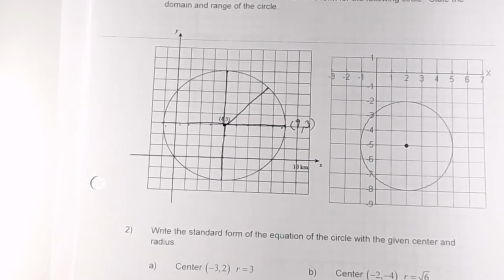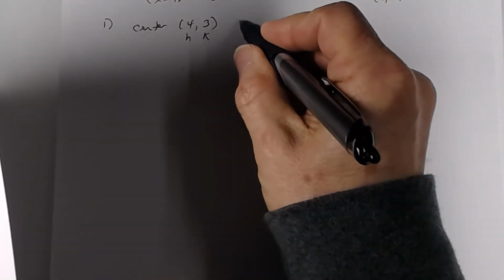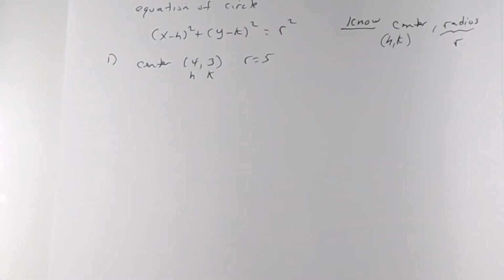What's the length of the radius? 5. Length of the radius is 5, so r is 5. All right, so we got that. And then once you do that, the rest is a piece of cake. You just plug into the formula.